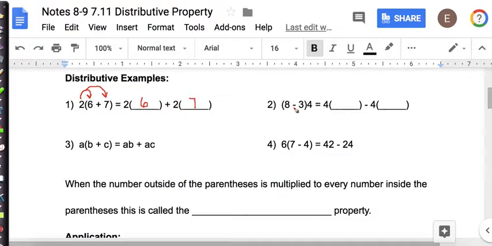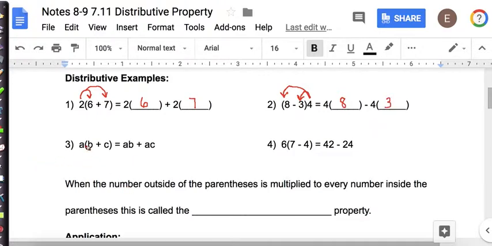So now number 2. This time the 4 is after the parentheses, but we're still going to distribute because it's still attached to the parentheses. So we're going to do 4 times 8. And now we have a minus sign, so minus 4 times 3.